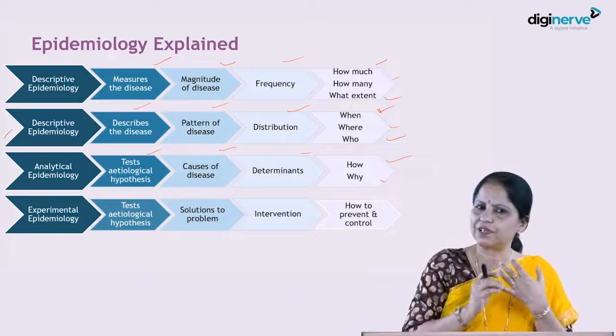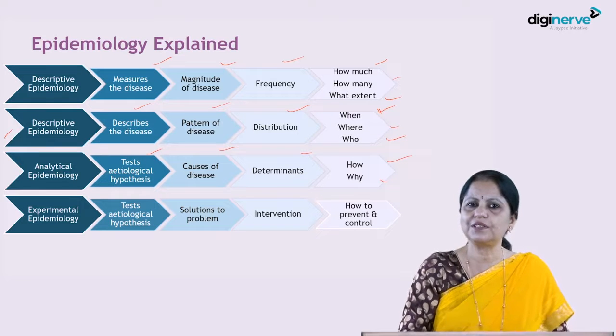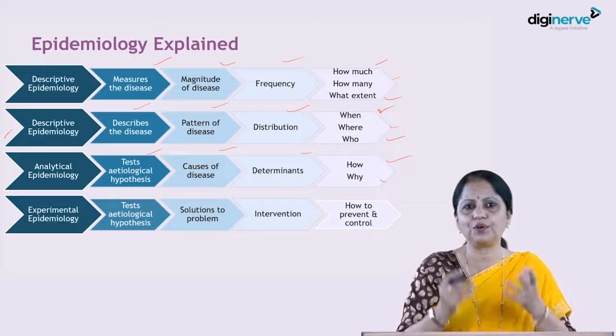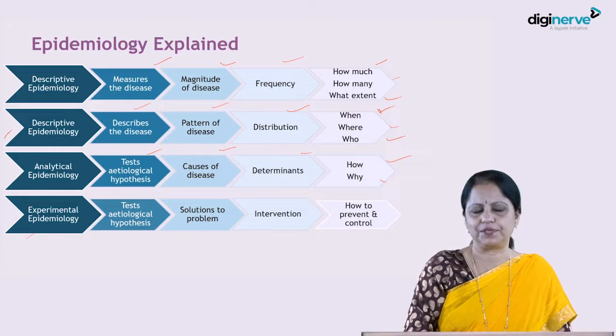We find out some preventive measures. We find out some control measures. Now, how do we know whether these will actually work? We have done it in the laboratory or we have done it somewhere. How do we know it will work or not? So that is by experimental epidemiology.